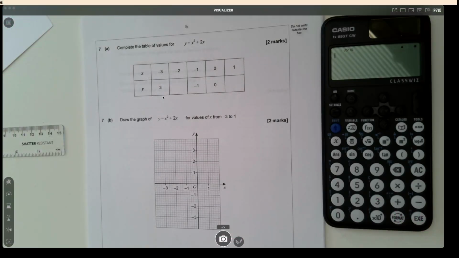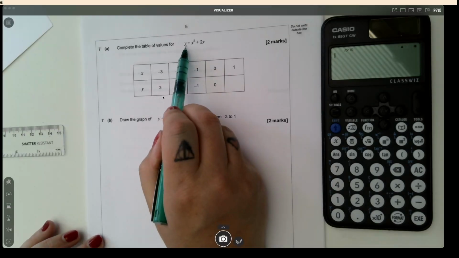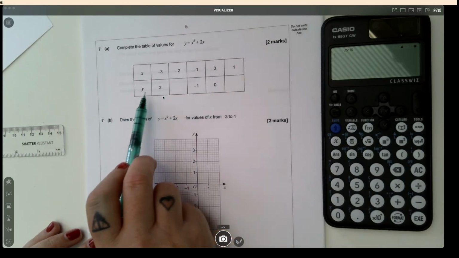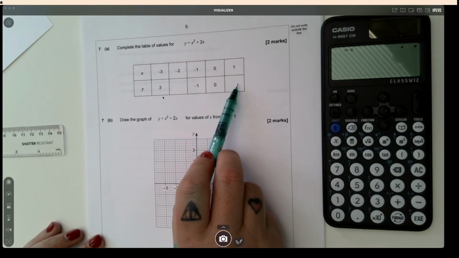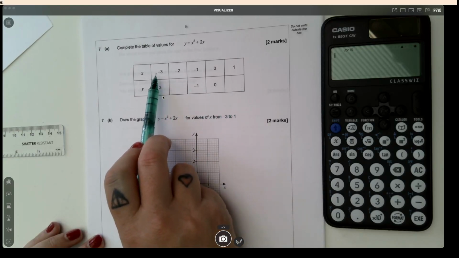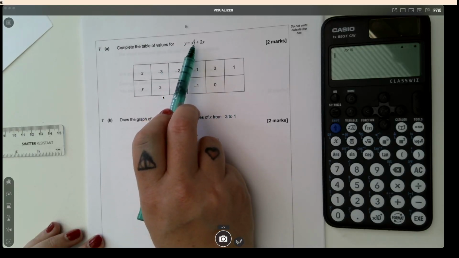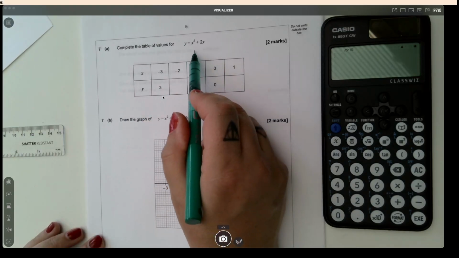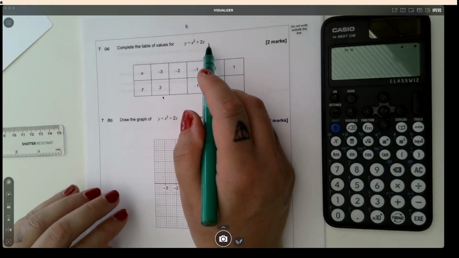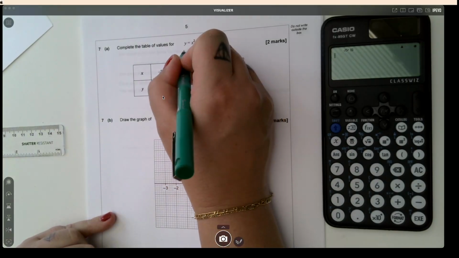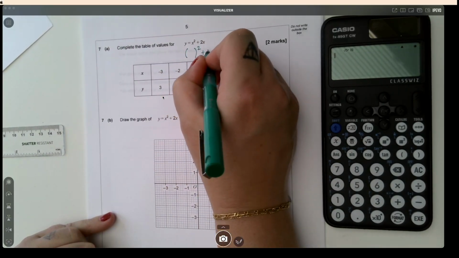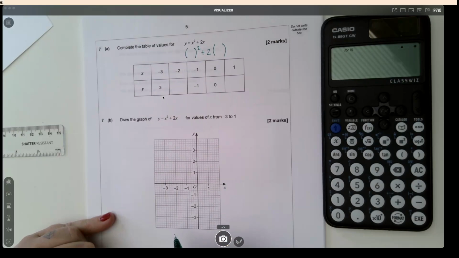Question 7a. Complete the table of values for y equals x squared add 2x. So we've got x values and we have some y values filled in. We need to fill in these 2 blank values here. And to do that, we substitute our x value into this quadratic equation and it will tell us what our y value is. When we're substituting into this quadratic equation, we need to be careful. So x squared, so whatever our x value is, we will square it and then we will add 2 times whatever that x value is.